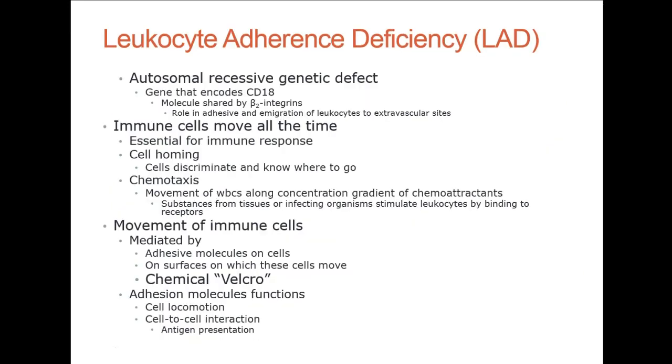Okay, last one here is leukocyte adherence deficiency, or LAD. This is an autosomal recessive genetic trait. With this, the immune cells are not working to be able to phagocytize things. Usually, immune cells are moving all the time. They're essential for immune response. They know where to go. There's chemotaxis that tells things what to do. It's mediated by molecules on the cells. There's usually some type of a chemical Velcro that happens.